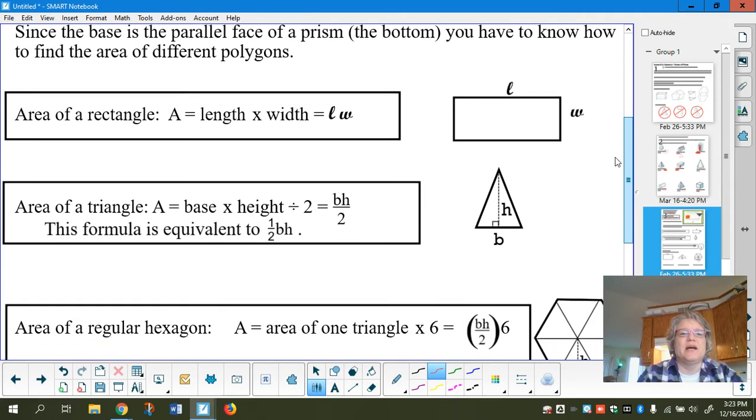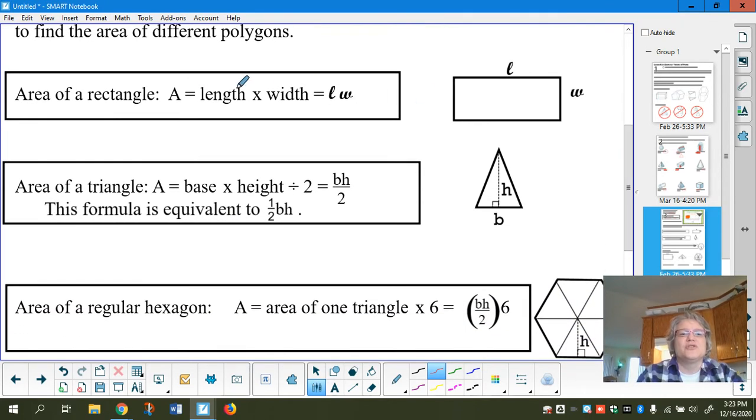And here's just a reminder of how to find some areas. The area of a rectangle is length times width. And these swirly letters are how we write those, because if we write L like that, it kind of looks like a 1.